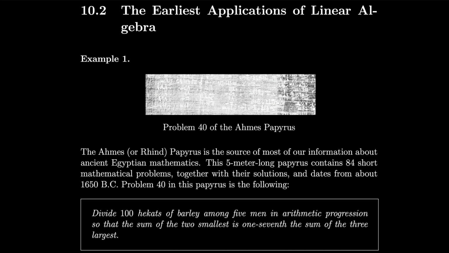Problem 40 in this papyrus is the following. Divide 100 hecats of barley among 5 men in arithmetic progression, so that the sum of the two smallest is 1/7 of the sum of the 3 largest.